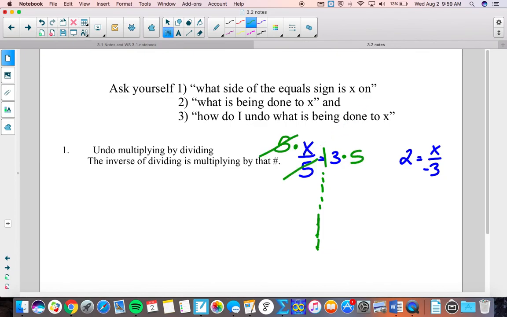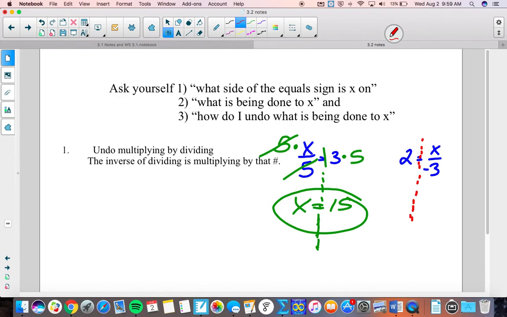So these are inverse operations. They undo each other. So x equals whatever 3 times 5 is, which is 15. If you plug it back into the original blue equation, 15 divided by 5 is 3. Bada bing, bada boom.